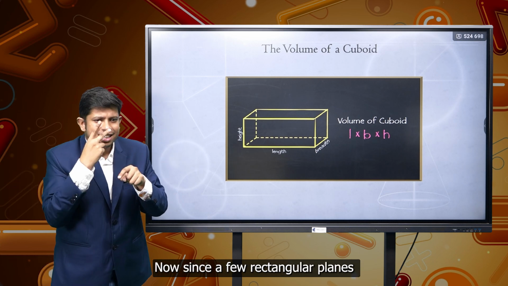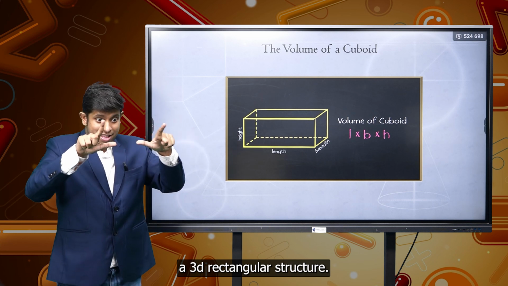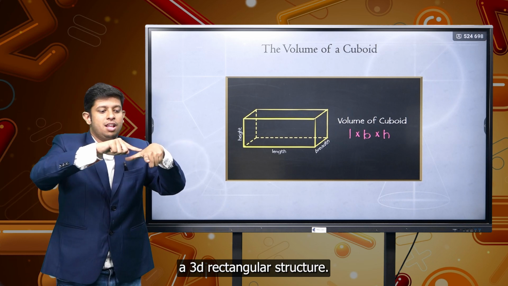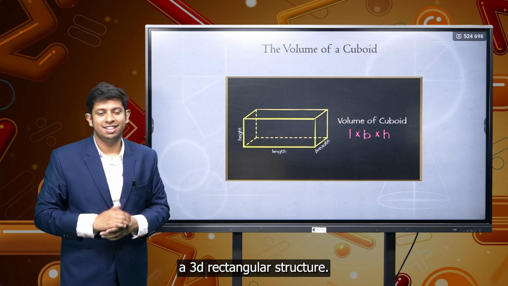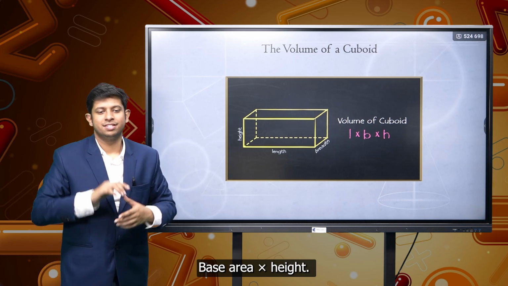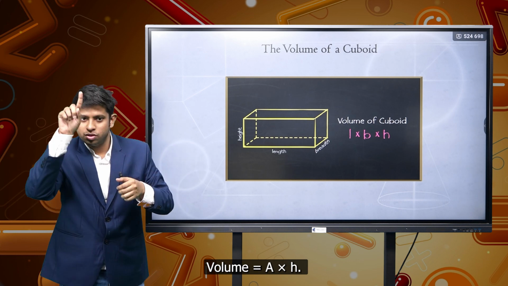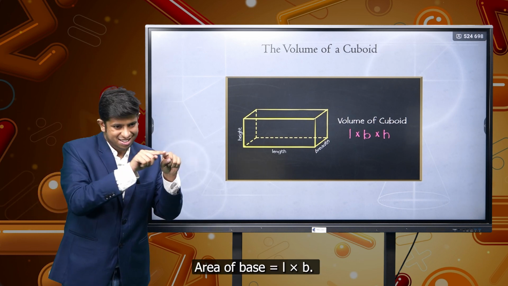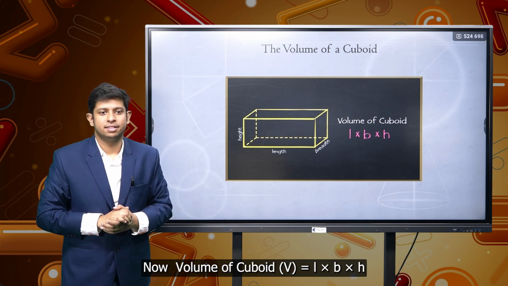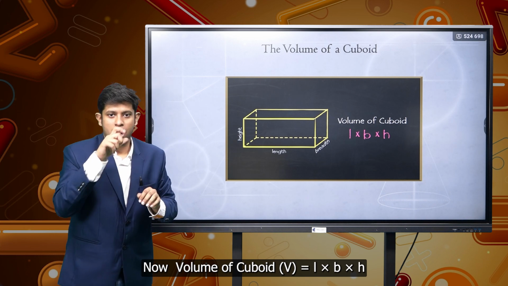Now, since a few rectangular planes are stacked upwards to form a 3D rectangular structure, the volume of the object is base area into height. Volume is equal to A into H. We know area of base is equal to L into B. Now, volume of cuboid V is equal to L into B into H.